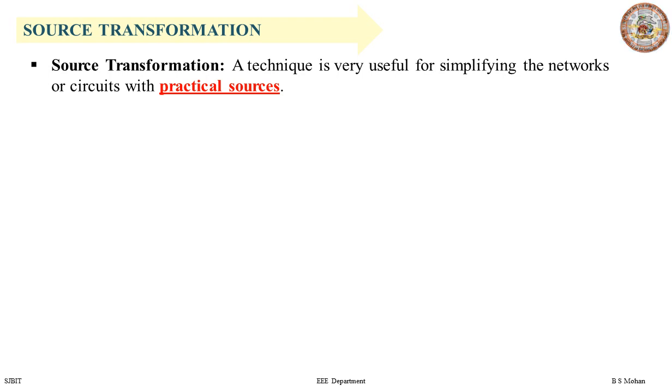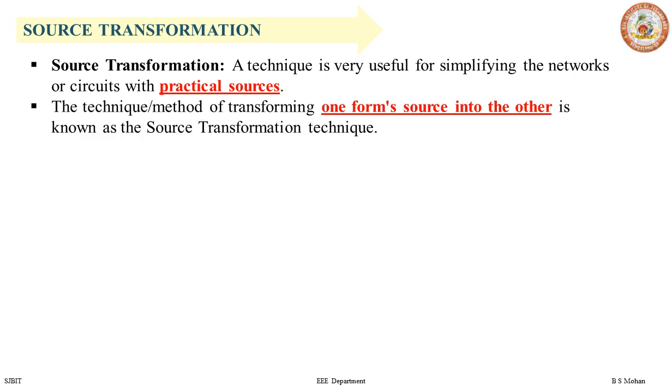Source transformation is a technique very useful for simplifying networks or circuits related to practical sources. We are aware we have two types of practical sources, which we'll see in the upcoming slides: one is the current source and the other is the voltage source. This is applicable only for practical sources and not for ideal sources. How we solve for ideal sources will be taken up shortly with respect to source shifting and source transformation.